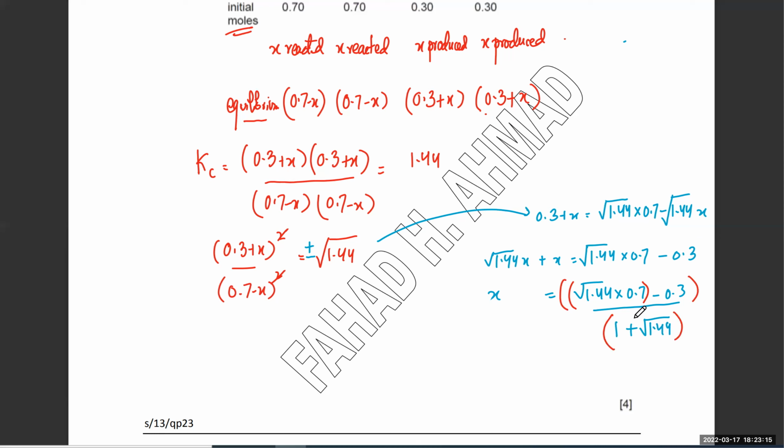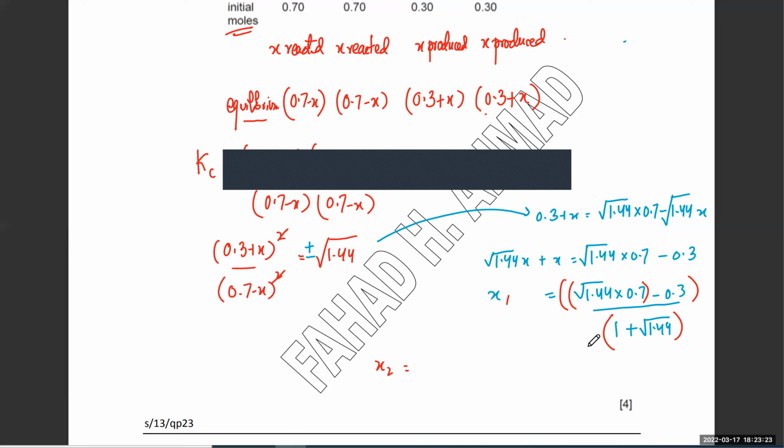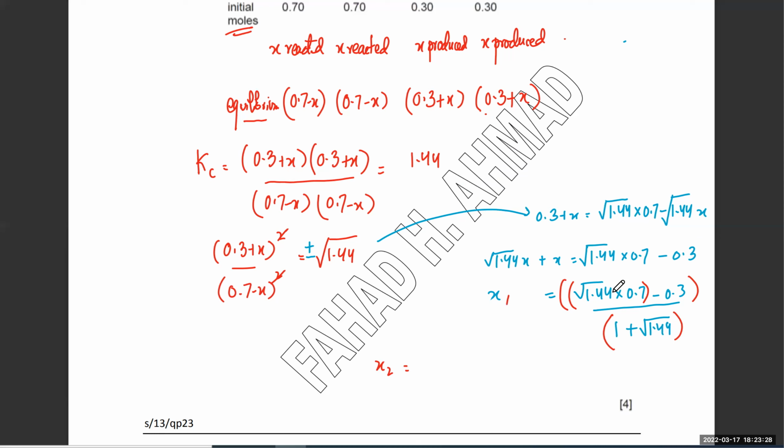So solve it this way and get the answer. What's the first value of X? The second value of X would be because of minus 1.44 under root. So keep the expression the same. The only thing is to change it to minus 1.44 under root. So it's going to be minus 1.44 under root into 0.7. The second X value would be this, or that would be 1 minus 1.44 under root.